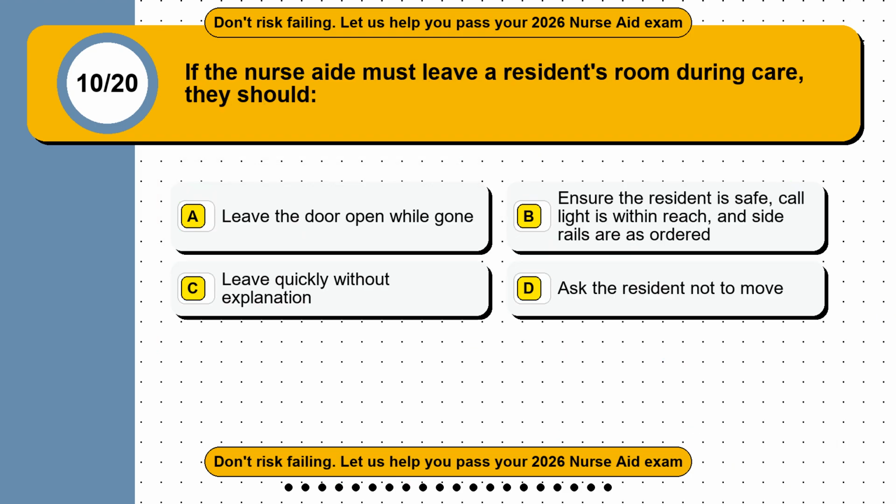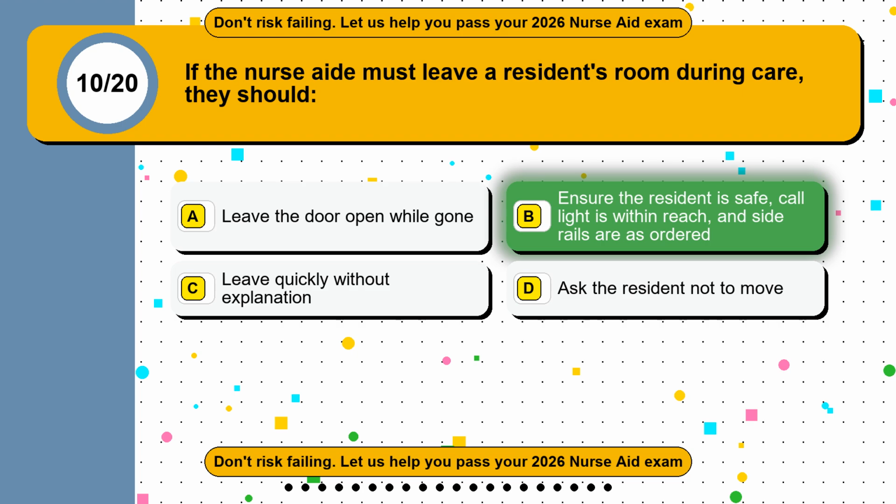Question 10. If the nurse aide must leave a resident's room during care, they should: Option A, leave the door open while gone. Option B, ensure the resident is safe, call light is within reach, and side rails are as ordered. Option C, leave quickly without explanation. Option D, ask the resident not to move. The correct answer is option B, ensure the resident is safe, call light is within reach, and side rails are as ordered.